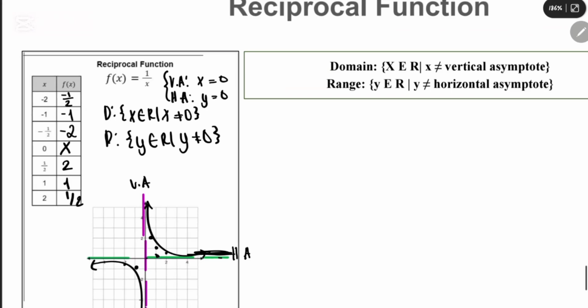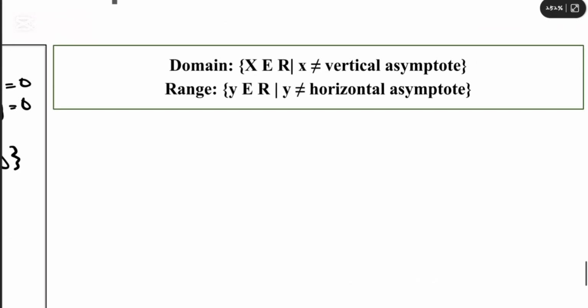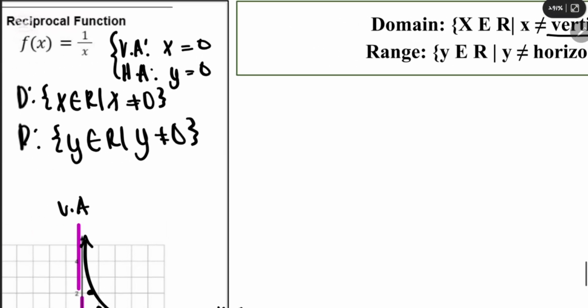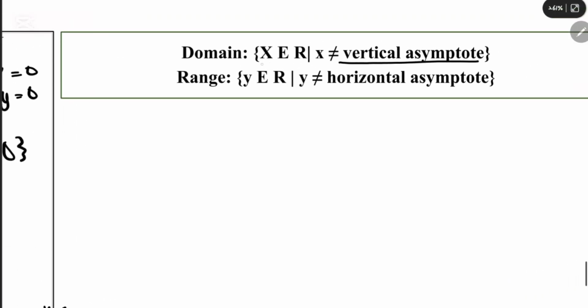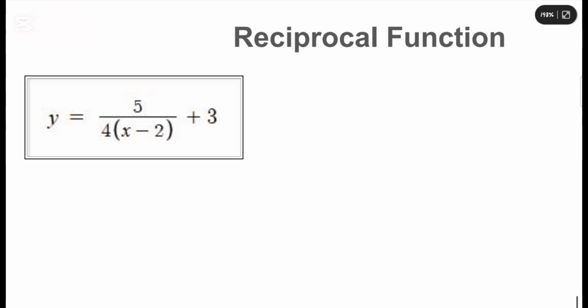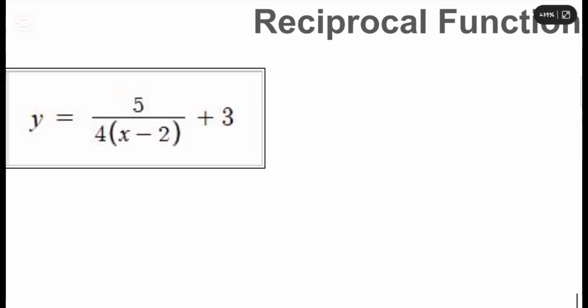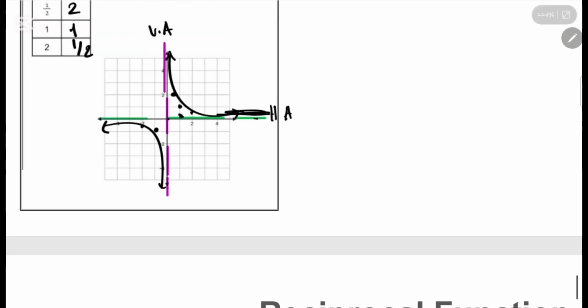And for any transformed reciprocal function, your vertical asymptote is found by setting this whole thing not equal to 0. So x ∈ ℝ such that x cannot be equal to the vertical asymptote, and y ∈ ℝ such that y cannot be equal to the horizontal asymptote. Basically you just set this whole bracket as not equal to 0.